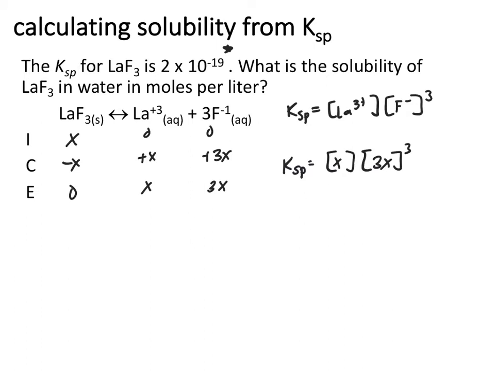Then we know our Ksp here, so we're going to manipulate this equation. We're going to end up with 2 times 10 to the negative 19th equal to 27x to the 4th. If we divide out that 27 and solve for x, x is going to be equal to 9.27 times 10 to the negative 6th molar.